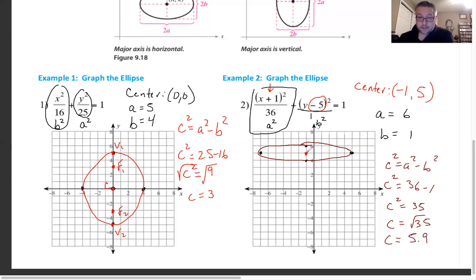So from my center, I can't go up and down because I'd go outside of the curve. You have to stay on the major axis. So from here, it's 1, 2, 3, 4, 5. It's as close as you can get to the end. And then 1, 2, 3, 4, 5.9, it would be right about there. So that's one focus and the other focus. This is a vertex. That's a vertex. That's your center.